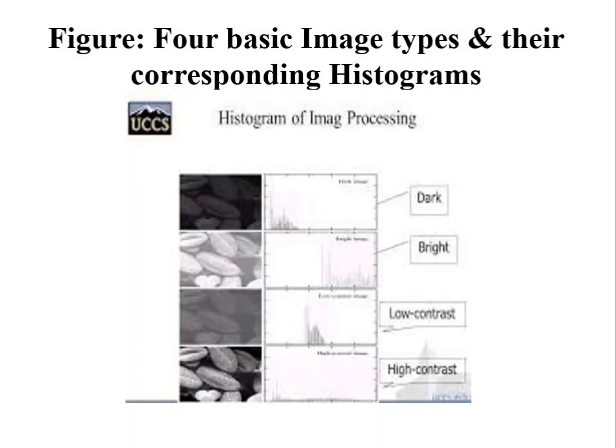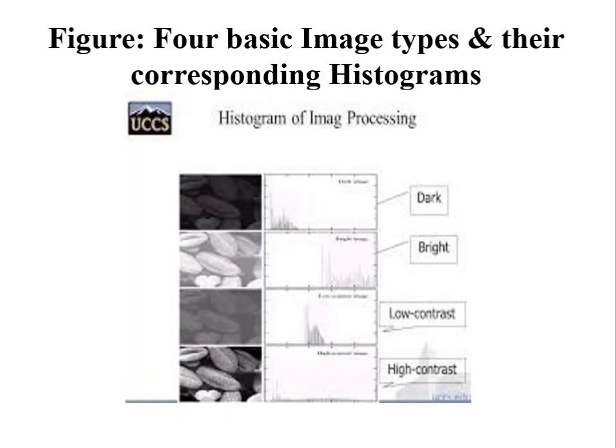We note in the dark image that the components of the histogram are concentrated on the low, dark side of the intensity scale. Similarly, the components of the histogram of the light image are biased towards the high side of the scale. An image with low contrast has a narrow histogram located typically towards the middle of the intensity scale.